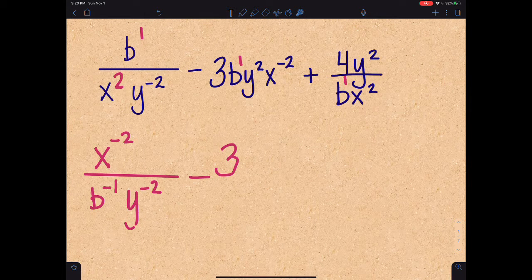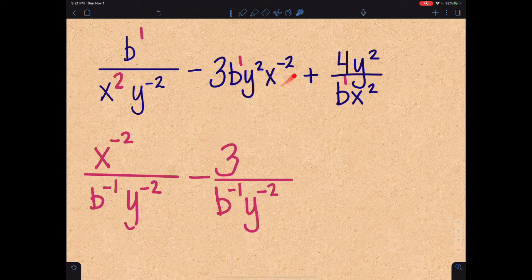But this b comes next, and since it's b to the 1, I'm going to put that on the bottom as b to the negative 1. And then this y squared on top, I'm going to move it to the bottom, y to the minus 2. And then this x to the minus 2, which is already on the top, and it has a negative exponent, I'm going to leave it there. Okay, now I'm going to do this last expression. I'm going to leave the 4 on top because it's kind of a coefficient.